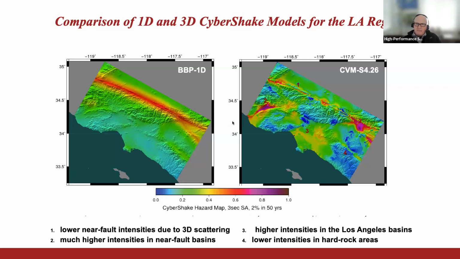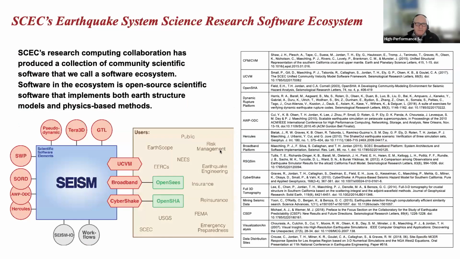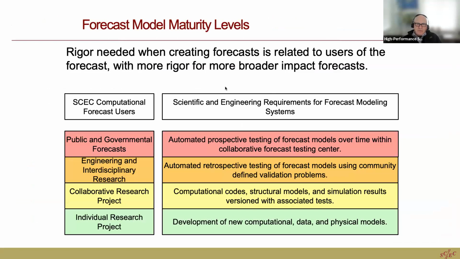And so even though the ruptures are the same, the expected ground motions produced by the different methods can be quite different. So this work has led to a collection of open source software tools that we call the SCEC software ecosystem. I won't go through all of them, but this is a collection: fault models and earthquake rupture forecast, broadband platform, wave propagation codes. Here are some important publications that have been produced using these different codes.